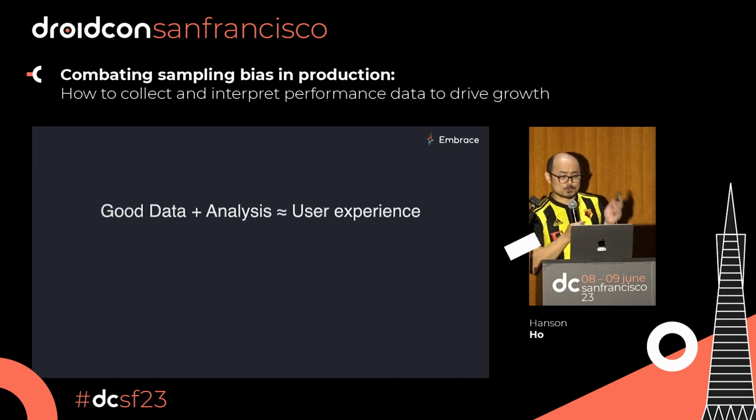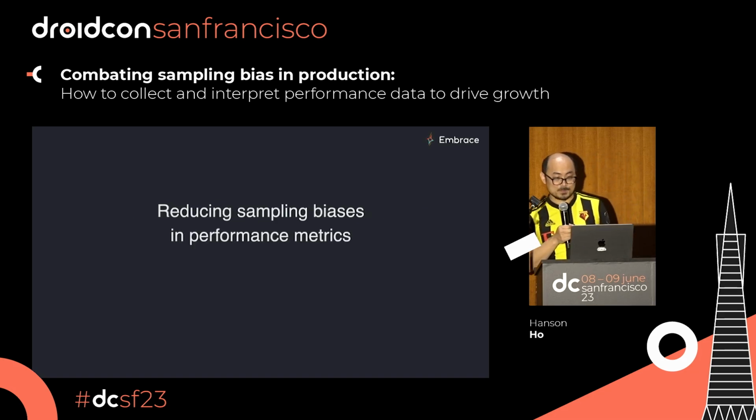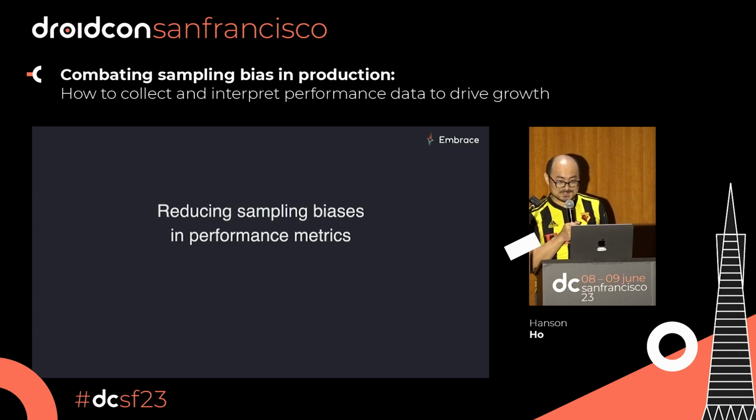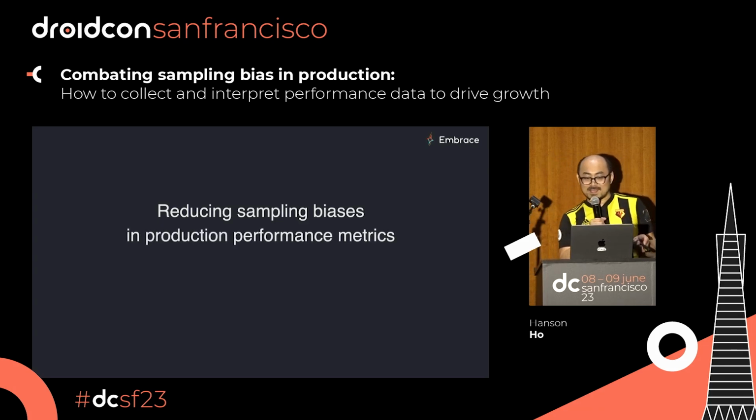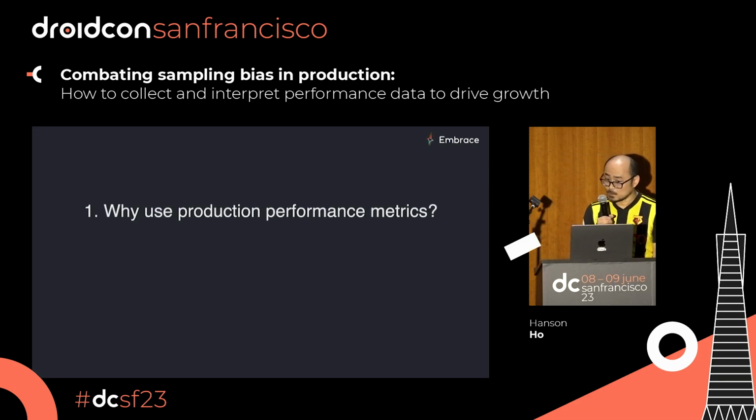So what you're after are good data and good analysis. And you do that by reducing sampling biases in performance metrics. And you do that for production performance metrics because that's what tells you what is happening for your users in real life. So today I will cover the following.